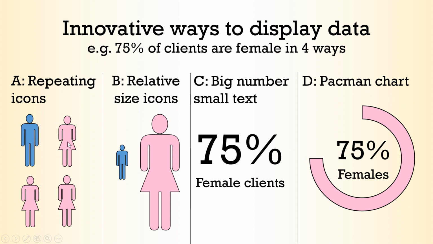First is repeating icons. So here we can see relatively, there's more women than men. Here is relative size, and I know the area is not exactly the same, but it's still showing us the idea. Here it's just a big number and small text underneath. This is a really effective method that's used quite a lot. And this is the data label here, and using this donut chart, but I call it a Pac-Man chart. It's kind of eating away here. I also call it a bar chart, where it's just filled versus not filled. So let's see how we can do those.